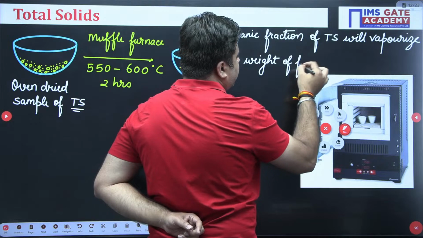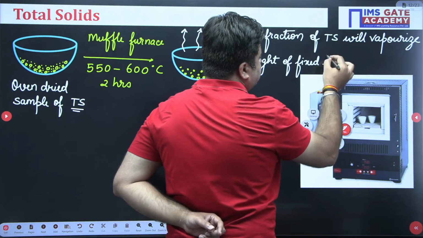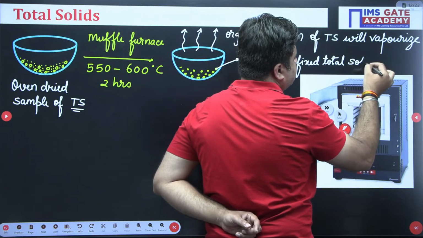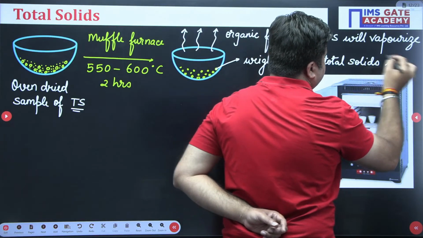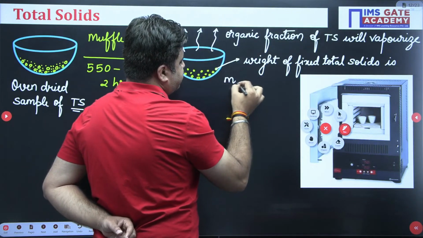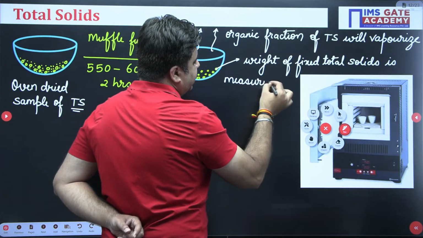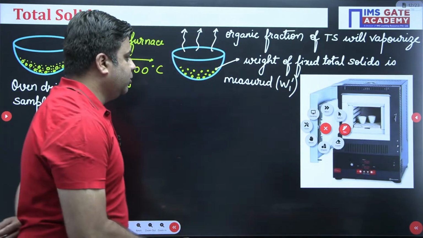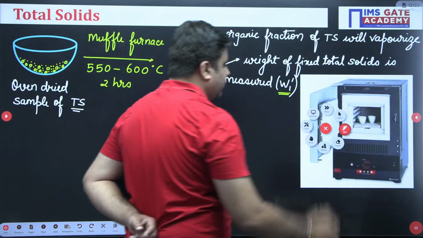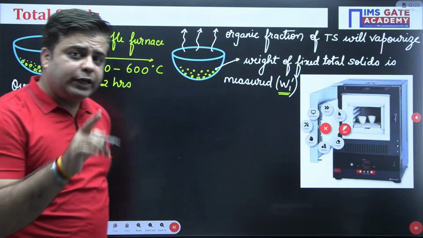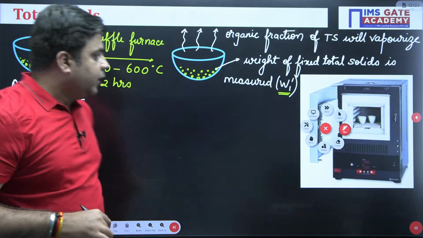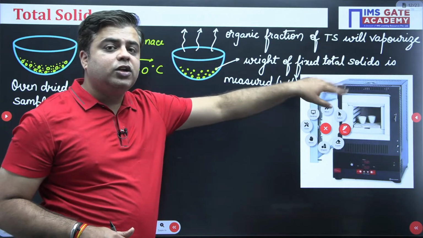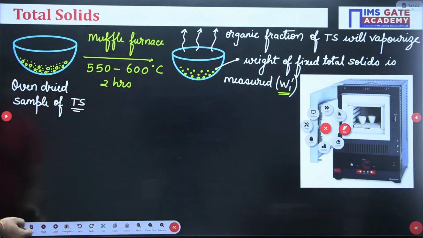The fixed total solids is measured, and this weight is W1 dash. What is W1 dash? W1 dash is the weight of fixed total solids. Now from here I can calculate the concentration of fixed total solids or inorganic total solids. See how we are doing it.